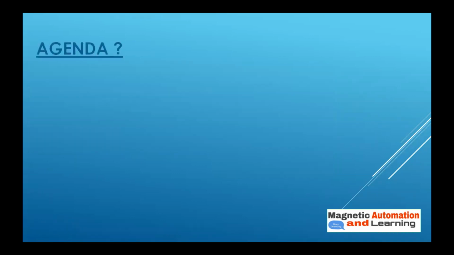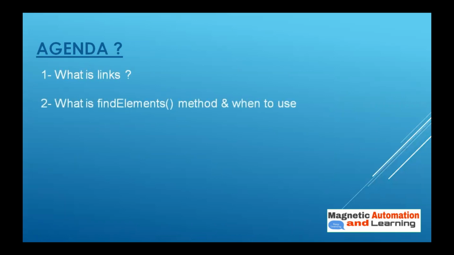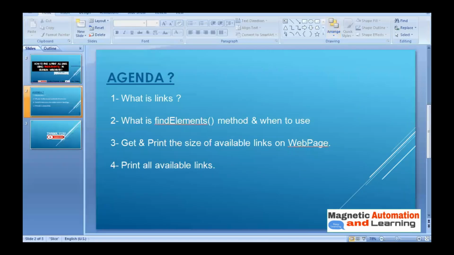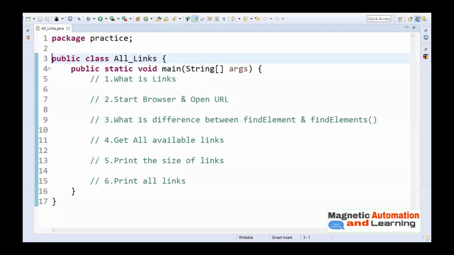The agenda of this session is: very first thing, we'll see what links are. Second, we'll see what the findElements method is and when to use it. Next, I will get and print the size of the available links on the web page. Next, we'll see printing all the available links in the console. Okay, so let's start our Eclipse and see everything practically.